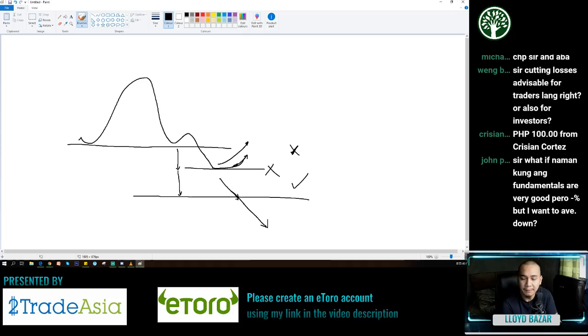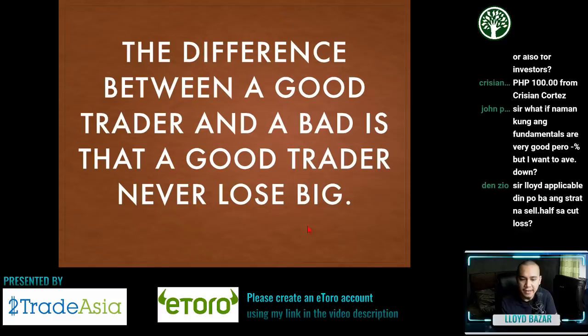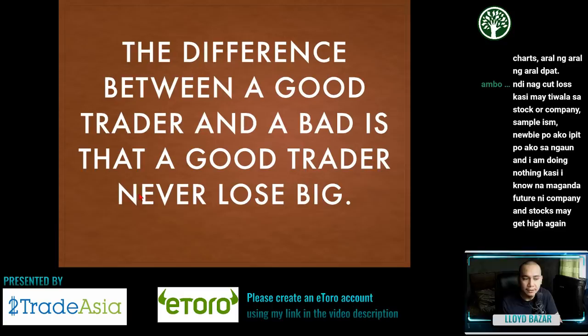Yun yung problema eh, kasi hindi nag-aano ang isang newbie ng risk to reward ratio eh. You have to calculate your risk. I'm willing to risk 10 pesos in this stock. If yun yung planado mong risk, cut that already. We explained that before. But again, the biggest concern of a newbie is never lose big. Never ever lose big. Yan yung concern ng isang newbie.